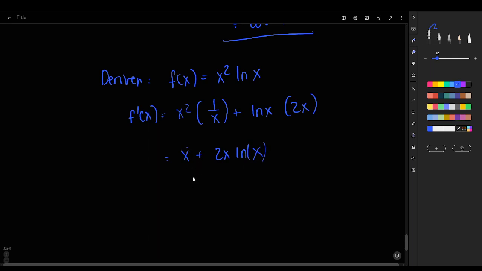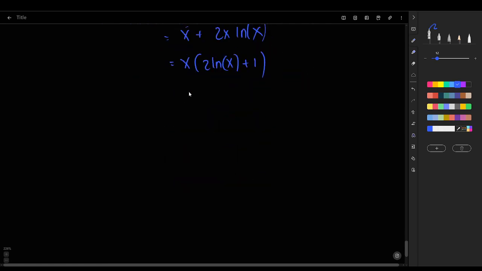Okay. Or equivalent to x times 2 ln x plus 1. Just the same. Okay. Let's have a logarithmic functions example.